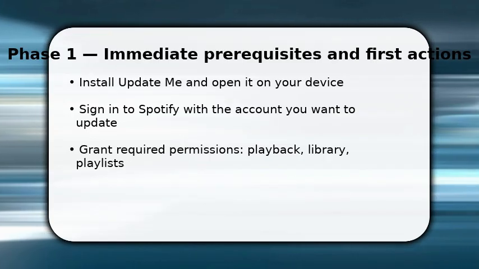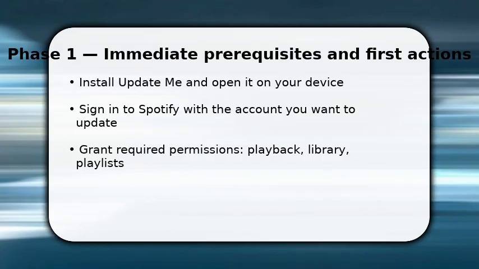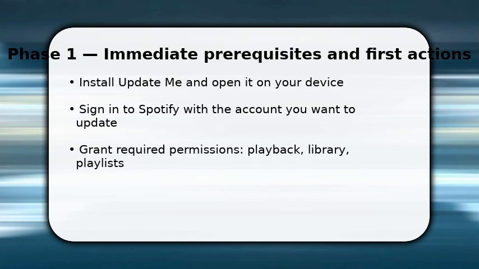Then, in Update Me, choose the primary playlist or library target and confirm the account connection. This gets you past setup and into the first actionable step, selecting what the app will actually update.